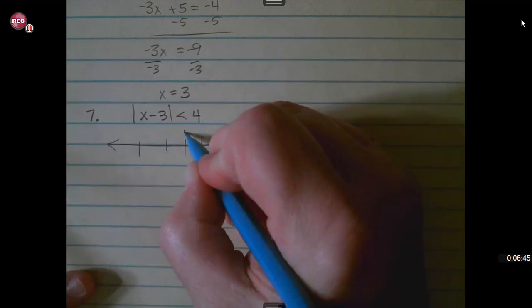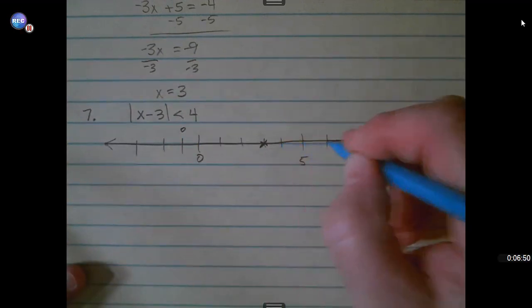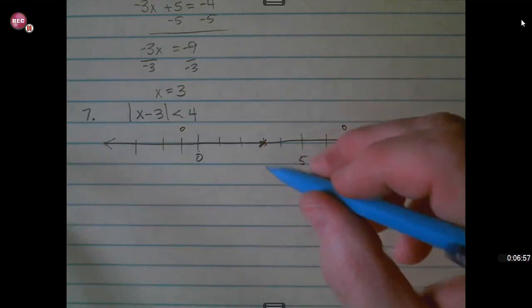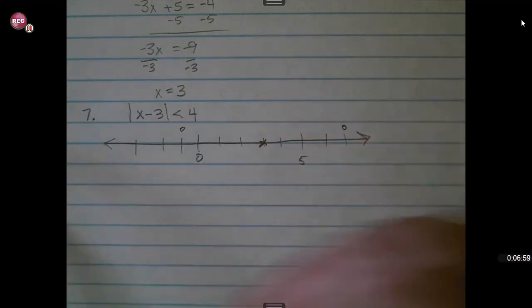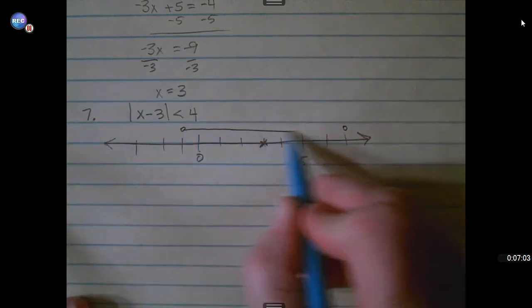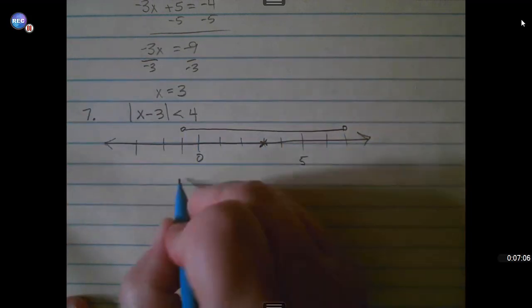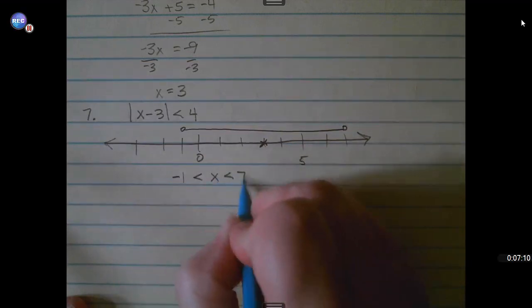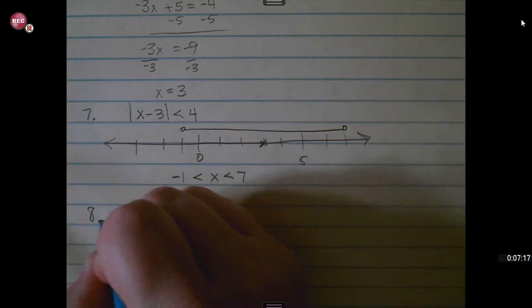And I put an open circle there because it's strictly less than. And I go 1, 2, 3, 4. And I put an open circle there because it's strictly less than. And I want the distance between 3 and those to be less than 4. So that means that it's going to be in the middle. And then we write the inequality. Negative 1 is less than x is less than 7. X is between negative 1 and 7. And that's all there is to that.